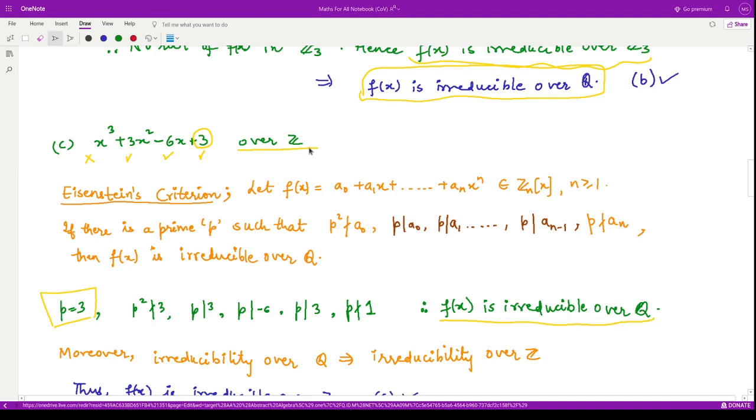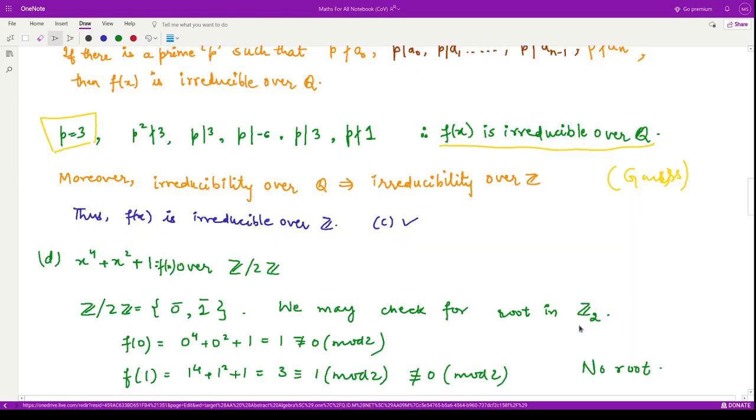Now they are asking over Z. We have a result that irreducibility over Q implies irreducibility over Z. This result was given by Gauss. So this thing is also true, right? So the given polynomial is irreducible over Z. So this option is also correct.